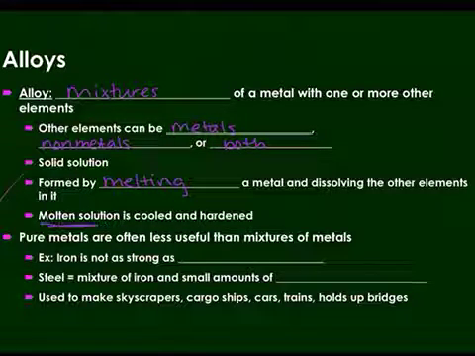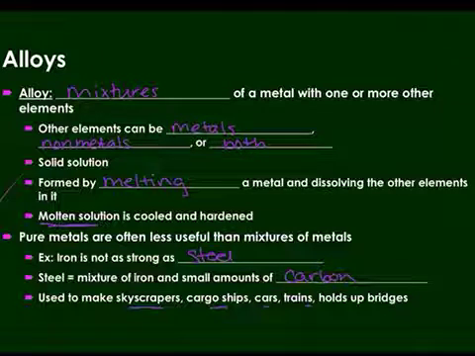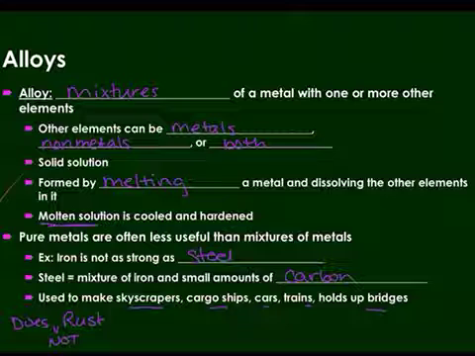So for example, iron is not as strong as steel, which is an alloy, and it's a mixture of iron and small amounts of carbon. And steel is used to make skyscrapers, cargo ships, cars, trains, and to hold up bridges because it's so much stronger than iron. And steel also doesn't rust. So in terms of cargo ships, being around all that water is a good deal.